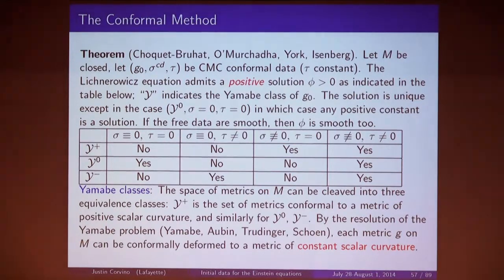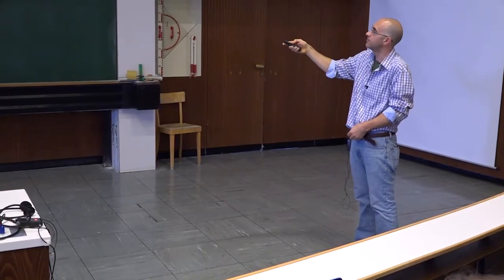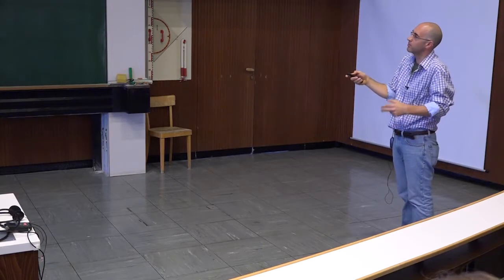I'm not going to go through the proof of this. I'll post it online. Some of it might already be posted. The no cases are very easy to establish. A couple of the yes cases are easy. The yes cases in the right part of the table, a couple of them are a little more subtle. I'll just say something about the method in Isenberg's paper. So you're solving a nonlinear, semilinear elliptic equation. The way that Isenberg goes about it is a unified method using super and sub solutions. Okay, so there's a sort of barrier method.